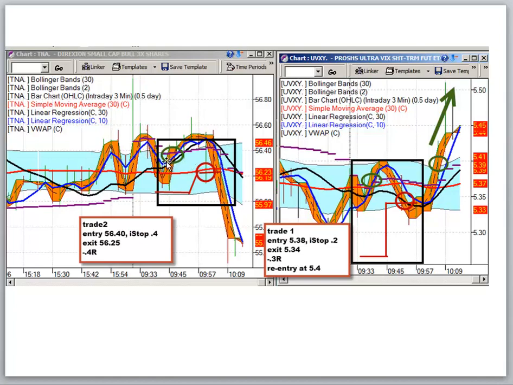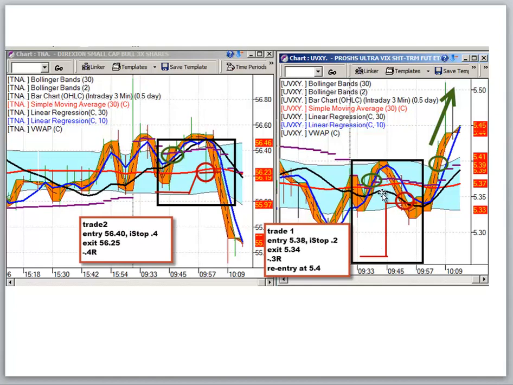trades. Green circles indicate entries. Red circles indicate exits, with red and green lines showing where the price point actually hit. So trade number one, market opened at 9:30, and we're looking at UVXY, the double VIX, the double leverage VIX.